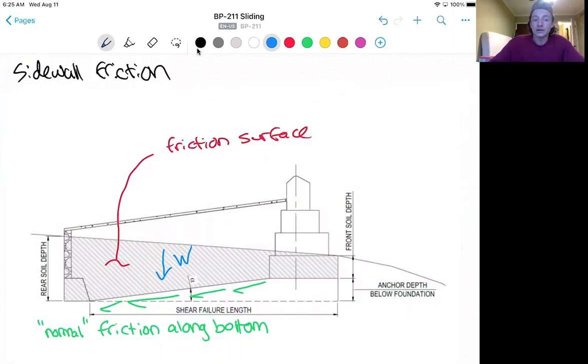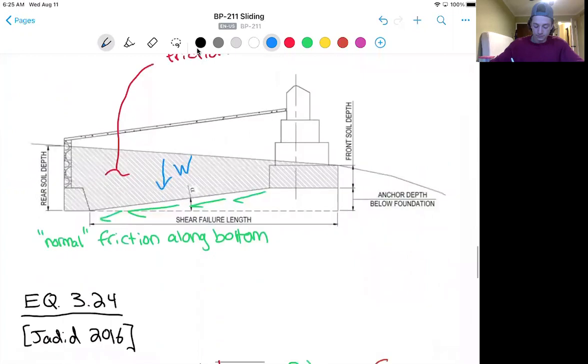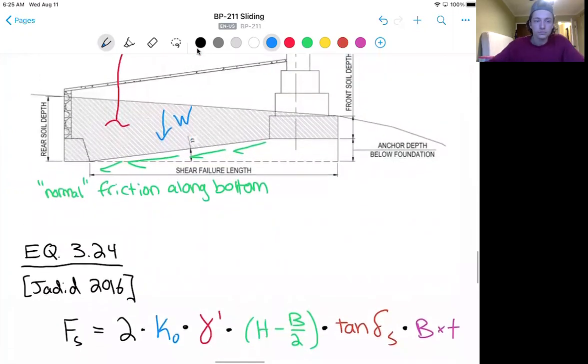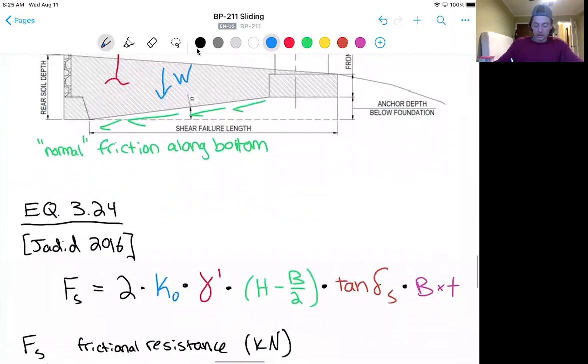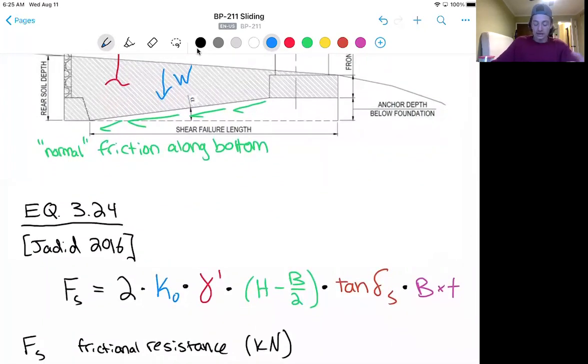The equation we will use to calculate sidewall friction comes from equation 3.24 in a thesis that I have attached or added in the bottom of the unit and linked as well. I've applied this equation to the entire side of the abutment, acting as one large anchor block. And we'll now break down this equation by term. So of course, capital F sub S is the frictional resistance in kilonewtons. We want to multiply everything by 2 because we have two sides of this block.